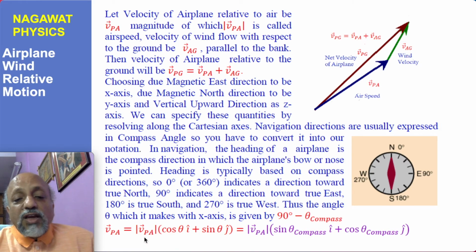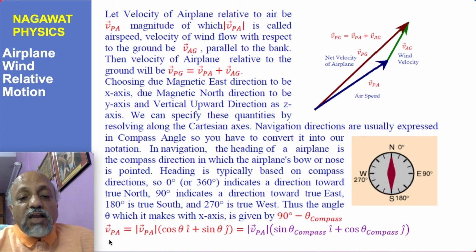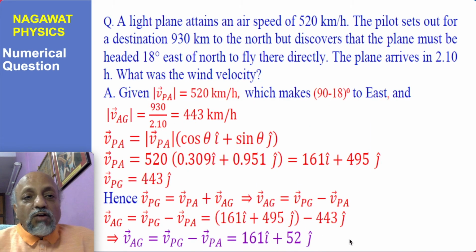We have earlier explained that the velocity of the plane with respect to the air can be given by VPA cos theta i cap plus sin theta j cap, where theta is used with this notation of XYZ axes, and the VPA can also be written using theta compass. By replacing theta by 90 degree minus theta compass, cos of 90 degree minus theta compass is equal to sin theta compass, and similarly sin of 90 minus theta is cos theta. It has been used here in solving this problem.